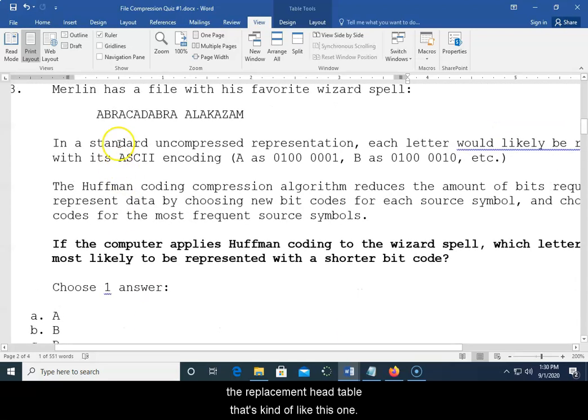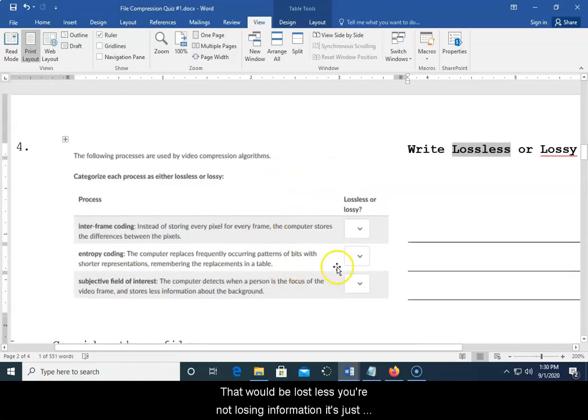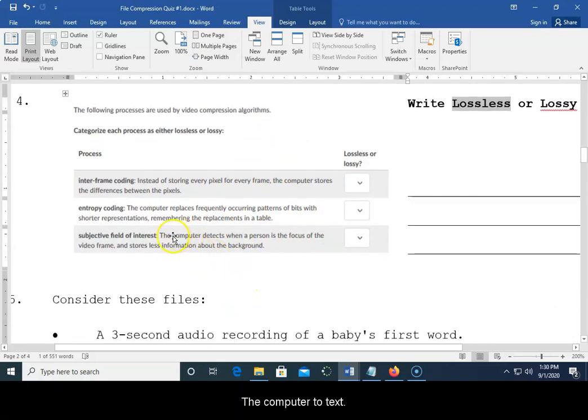2, the computer replaces frequently occurring patterns of bits with shorter representations, remembering the replacements in a table. That would be lossless. You're not losing any information. It's just getting changed into smaller information, but you could go back to the original. The computer detects when a person is the focus of the video frame and stores less information about the background. So that's just completely losing information of the background that you could never get back. So that's lossy. So you got lossless, lossless, and lossy.